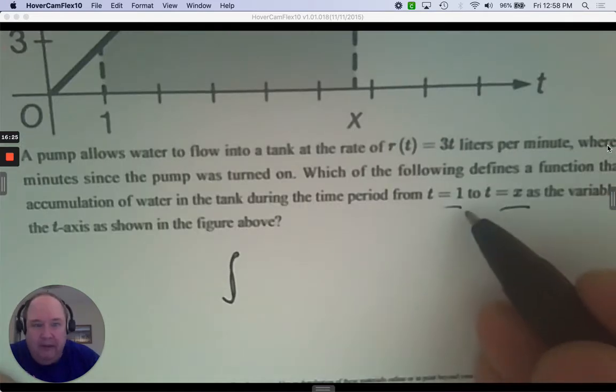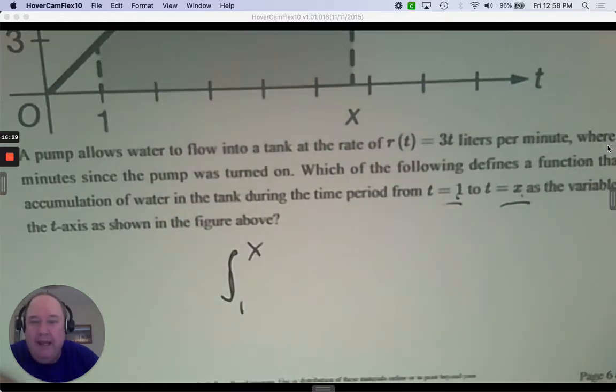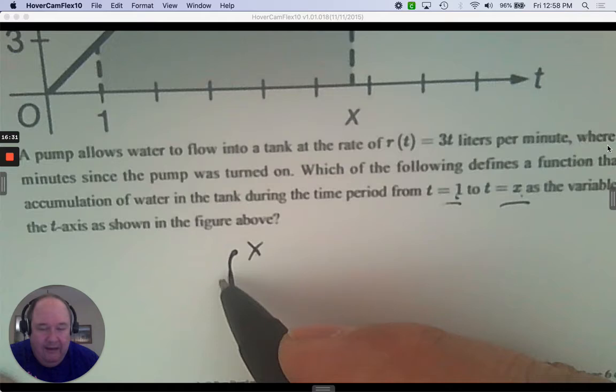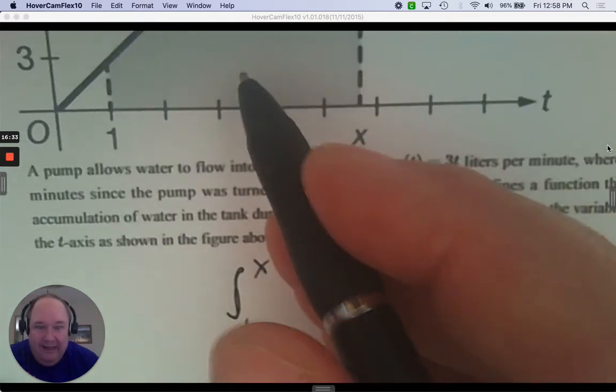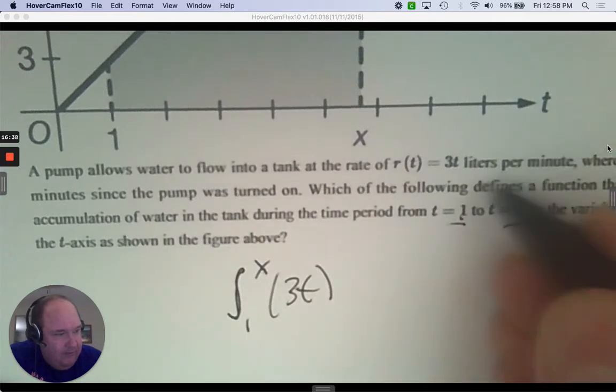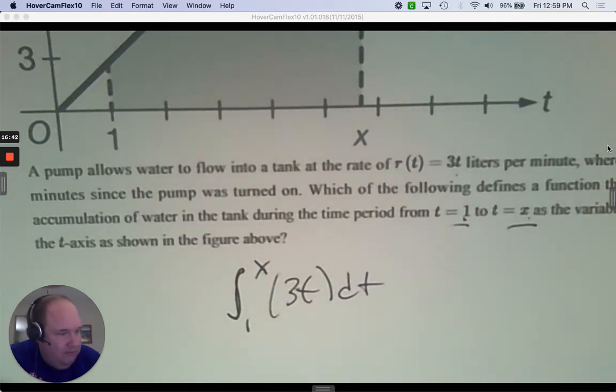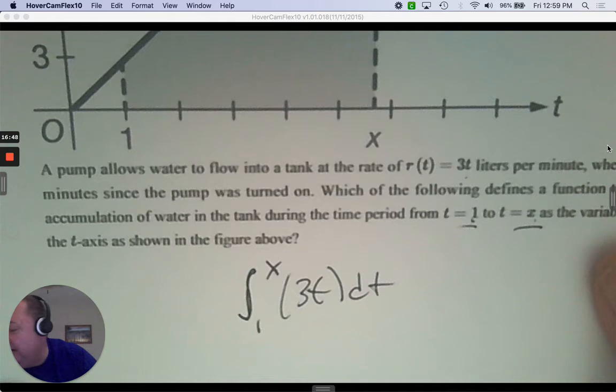And what are the limits? It goes from 1 to x. What am I taking the integration from? The rate. Well, what defines the rate? That's this. I probably just gave you the answer. Let's see. Oh, and when I look at it, well, you can see.